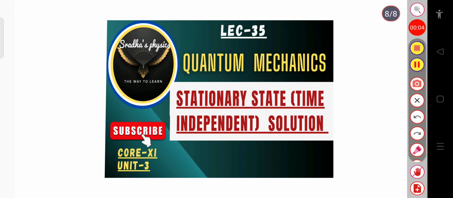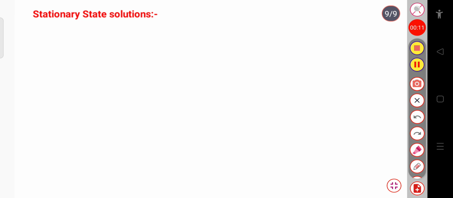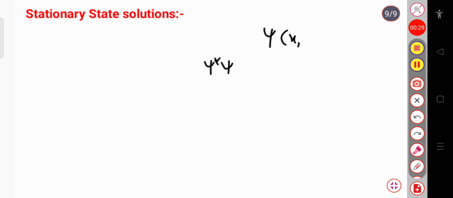In this part we will see the stationary state, that is the time independent solution. So now let us begin our topic with the stationary state solution. If the probability distribution function, that is psi star psi, for any wave function, suppose psi is a function of x, y, z and t, is independent of time, then the state of the system is said to be a stationary state. When the state function does not depend on time, we can say this is a stationary state and we can calculate the probability distribution function.